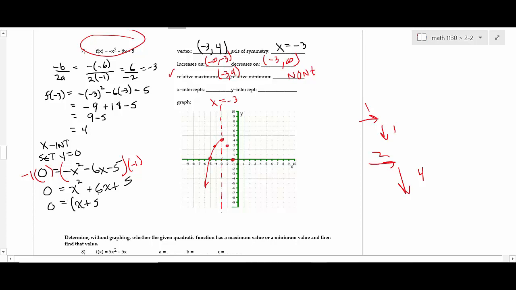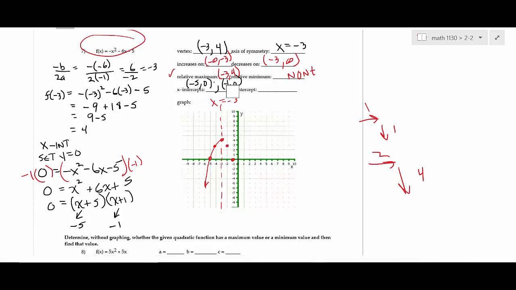Then this would factor as x plus 5, x plus 1, so that means your intercepts are going to be negative 5 and negative 1. If you look at the graph we already did, you can tell that we're crossing the x-axis at negative 5 and negative 1. So I'm just going to write those as points, negative 5, 0, and negative 1, 0.